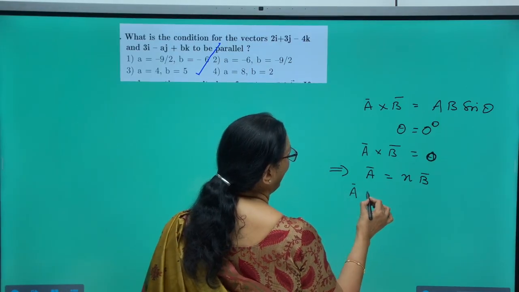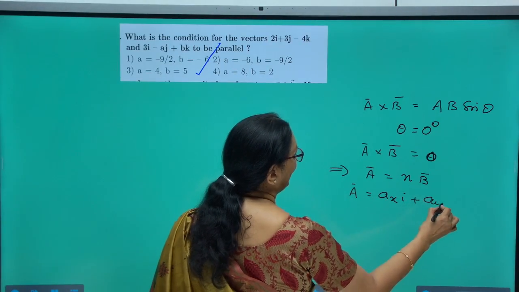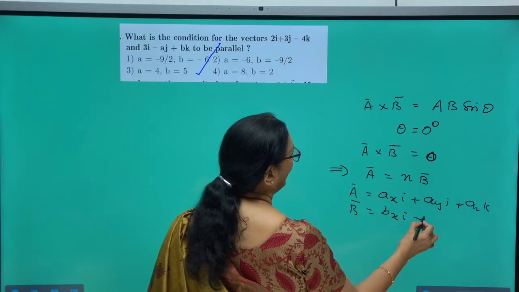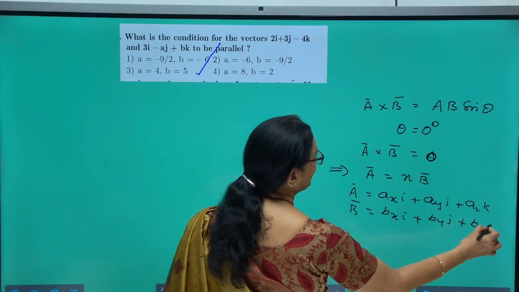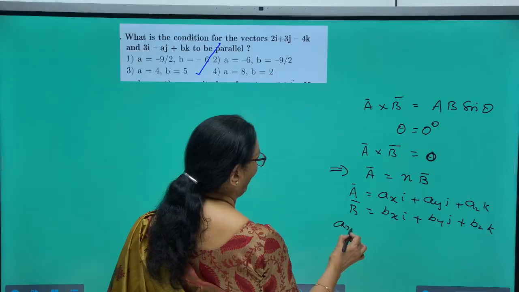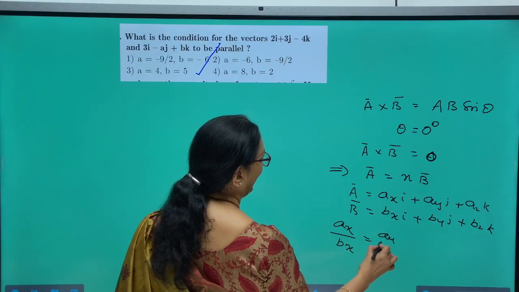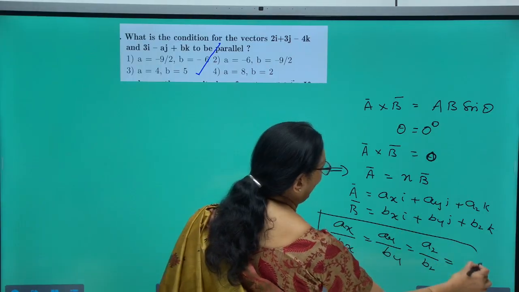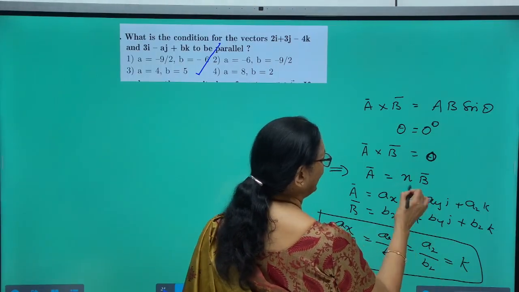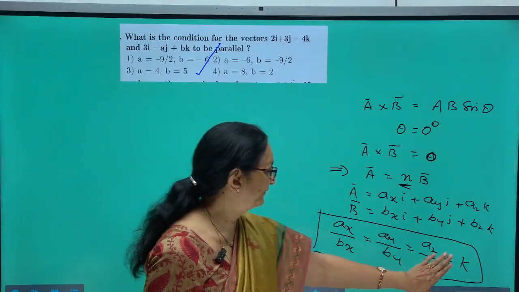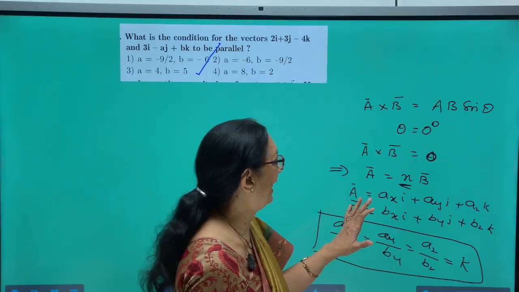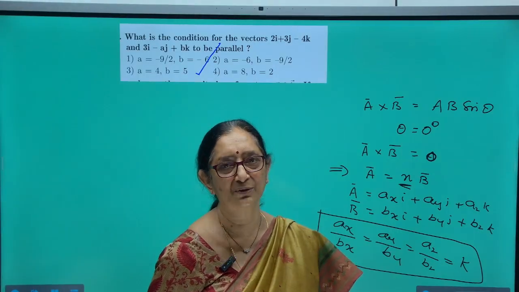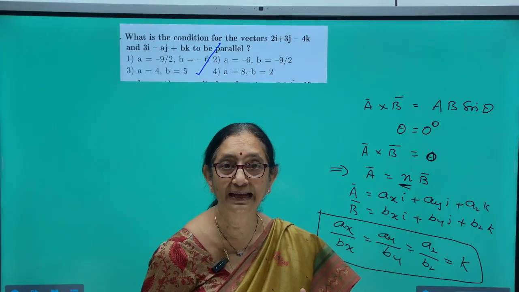That implies if A bar is equal to AXi plus AYj plus AZk, B bar is BXi plus BYj plus BZk, then AX by BX is equal to AY by BY is equal to AZ by BZ must be a constant factor K or N, whatever, must be a constant. If this constant is positive, the angle between them is 0. If that constant is negative, angle between them is 180, then the two vectors are said to be anti-parallel.